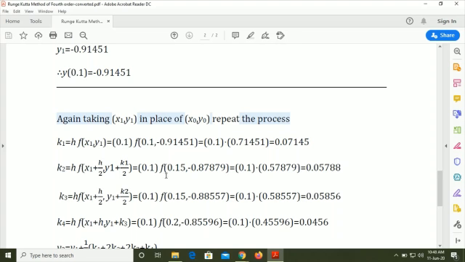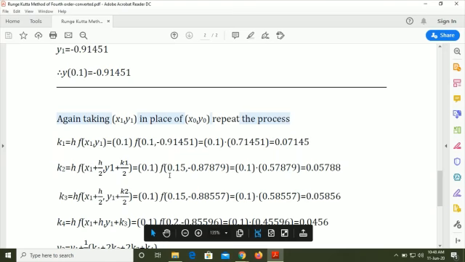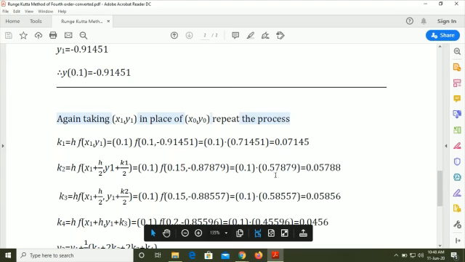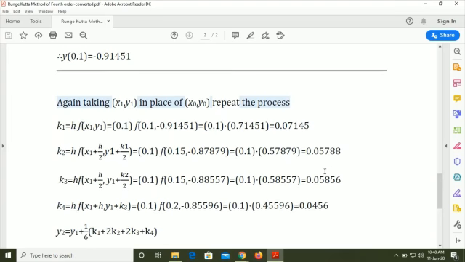Now k2 is h into f of x1 plus h by 2, y1 plus k1 by 2, that is 0.1 into f of x1 is 0.1 plus h by 2, that is 0.1 by 2. So we get 0.15 and y1 plus k1 by 2. y1 is this minus 0.91451, k1 is 0.07145 divided by 2. So we get k2 equal to 0.05788.